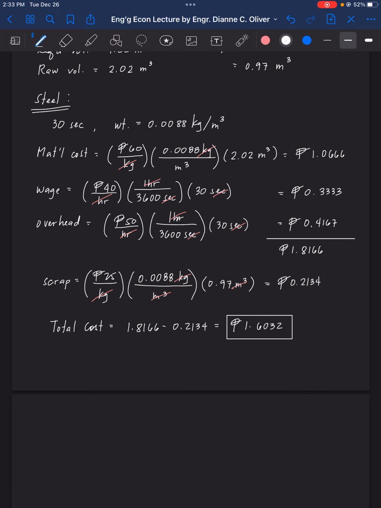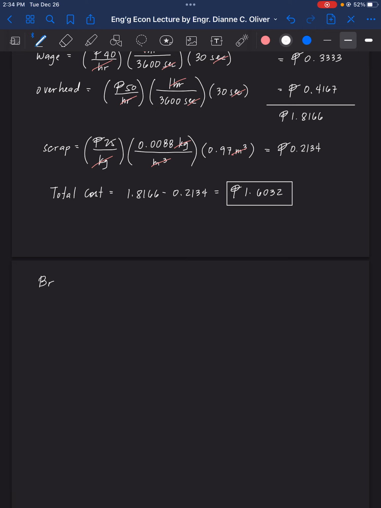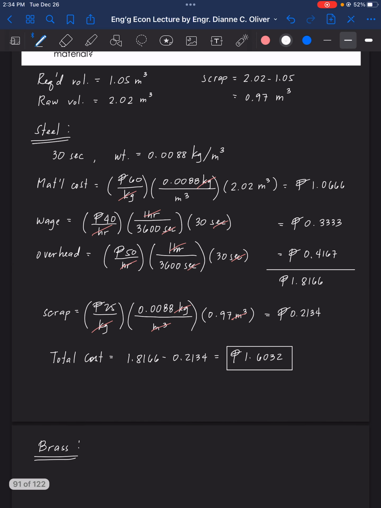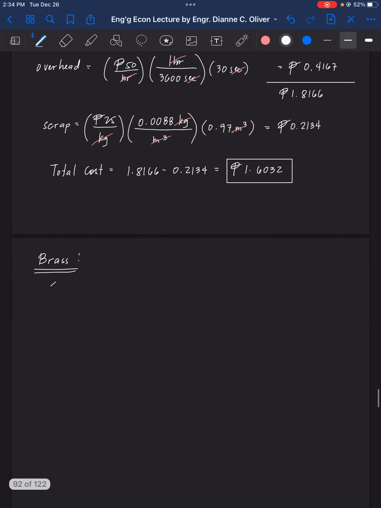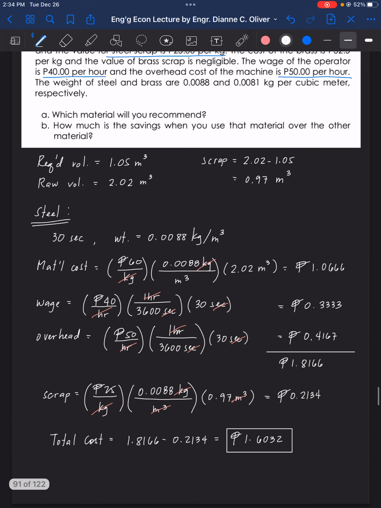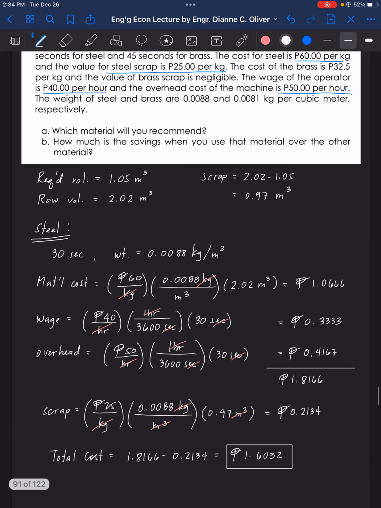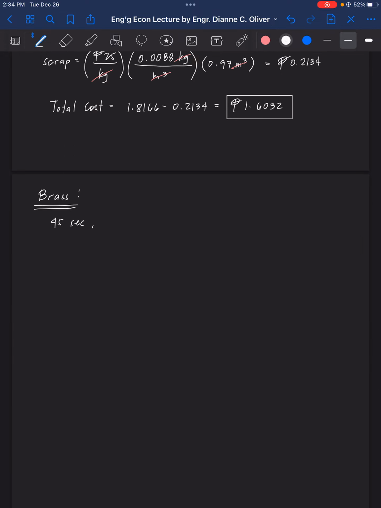Let's go to the second material, that is the brass. So for the brass material, how many hours or how much time? 45 seconds for machining the brass. Then the weight of the brass is 0.0081 kilogram per cubic meter.